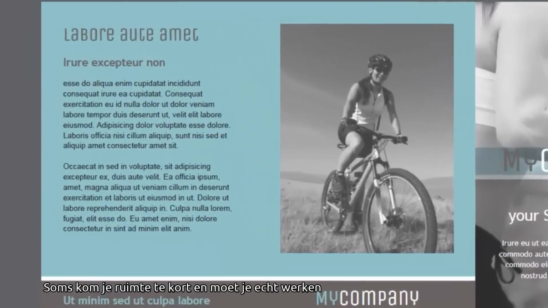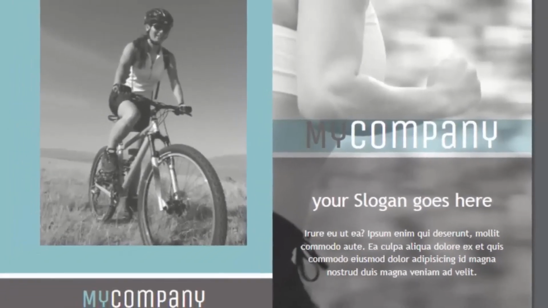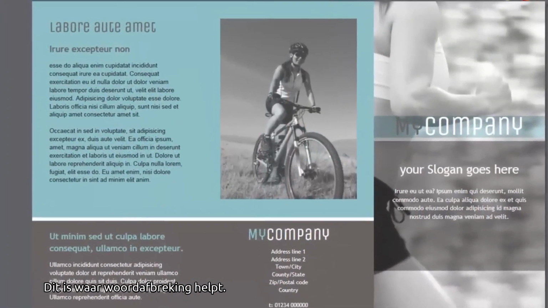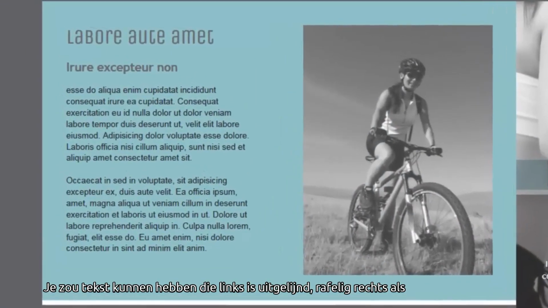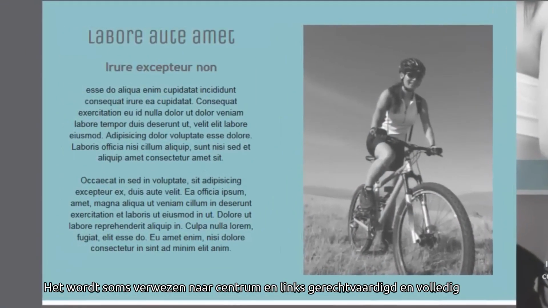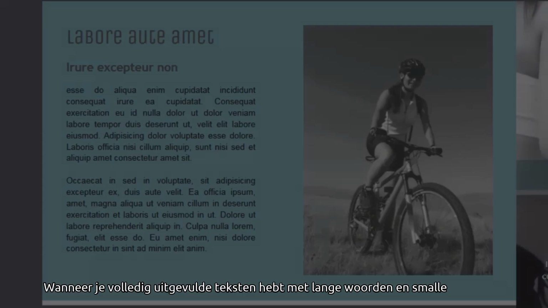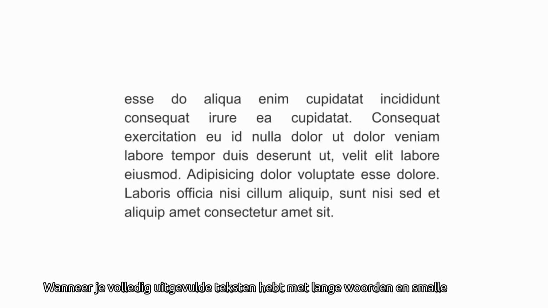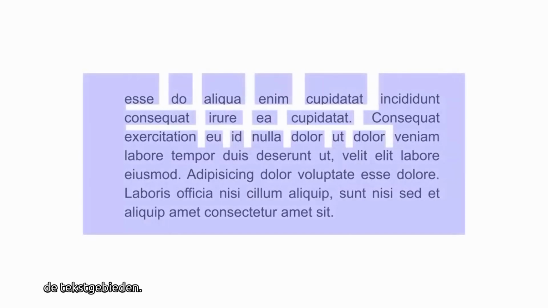Sometimes you're short of space and you really need to work your text so that it fits on fewer lines. This is where hyphenation helps. You could have text which is left justified, ragged right as it is sometimes referred to, centre and left justified, and fully justified. When you have fully justified text with long words and narrow columns, this can create rivers of white, which flow down through the text areas, not ideal.